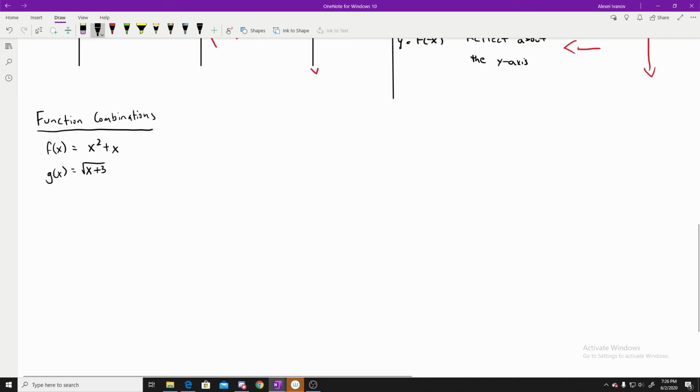Now on to function combinations. For these function combinations, we will be referring to f of x as x squared plus x and g of x as the square root of x plus 3. Essentially, these are just made up functions that I've created to show examples on how we can create function combinations. So the first function combination is the addition of two functions.